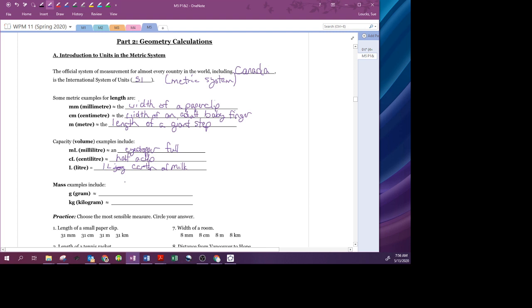But a gram is about how much a paperclip weighs. It's really not very much. And a kilogram is about a 1 liter carton of milk. Okay, just so you have some perspective on that.